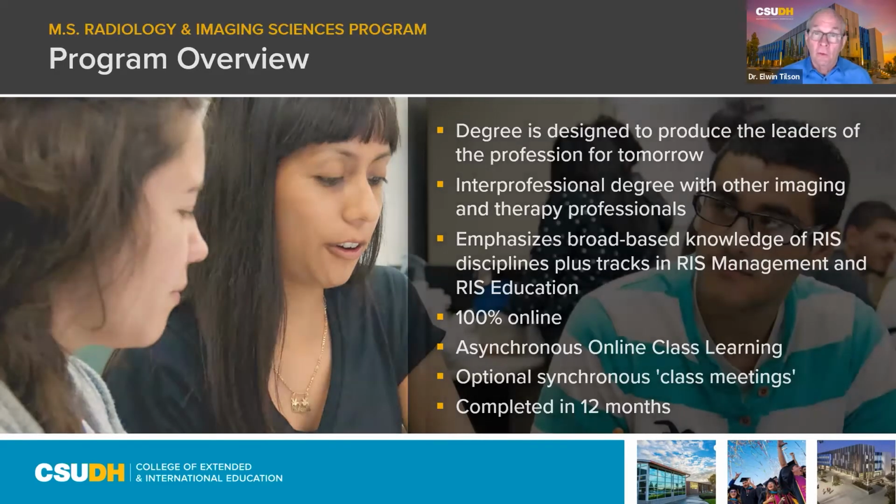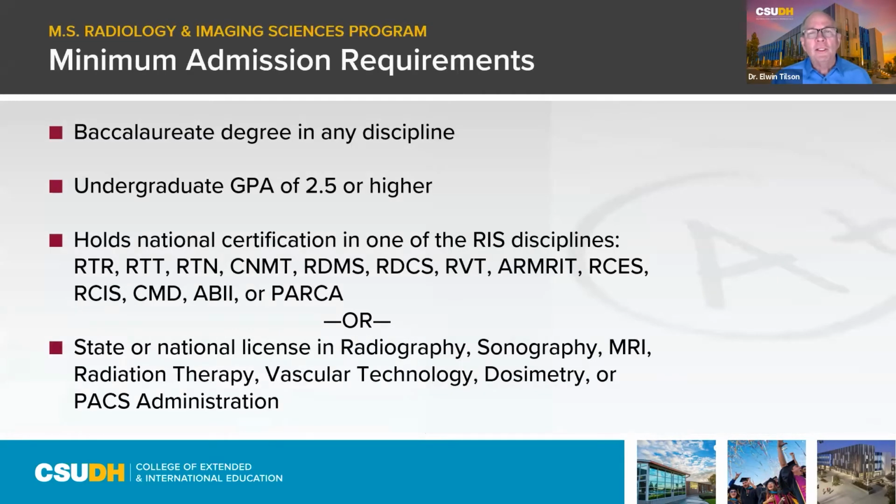So what are the admissions requirements? They're actually pretty simple. The admission requirements for the program are that you have to have a baccalaureate degree in any discipline whatsoever. So if you happen to have a bachelor's degree in Peruvian underwater basket weaving, actually that'll work. As long as the degree comes from an accredited university, that's all that matters. It has to be a 4-year degree from an accredited university. You also have to have a minimum undergraduate GPA of 2.5, and you have to hold national certification in one of the RIS disciplines, and I'm not going to go through that list.